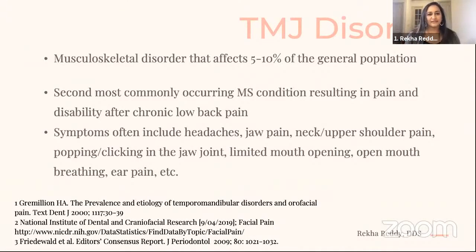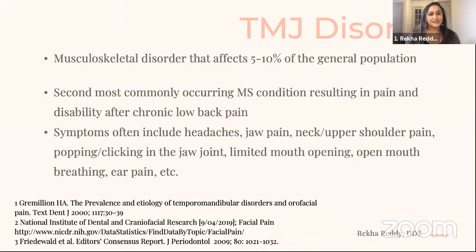So people have varying symptoms. Some people will say they have popping and clicking in their joint. Popping and clicking in your joint is pretty common as long as it's not accompanied with pain. So if you just have popping or clicking, that doesn't mean you have any kind of issue. So you don't have to be worried about that.